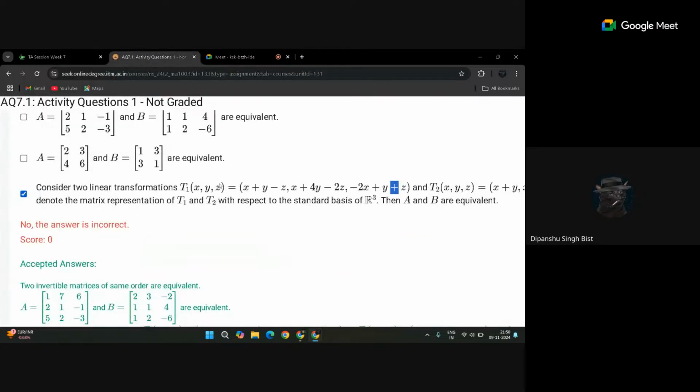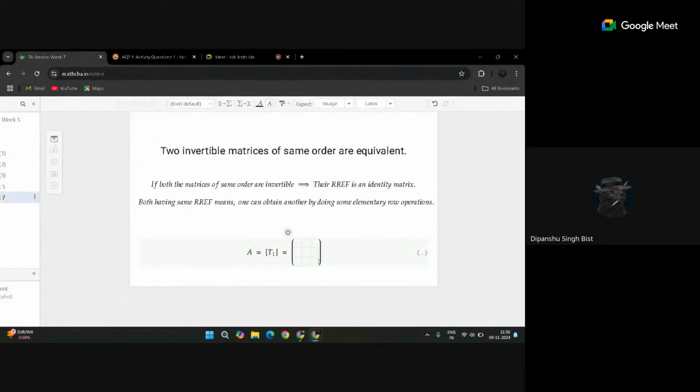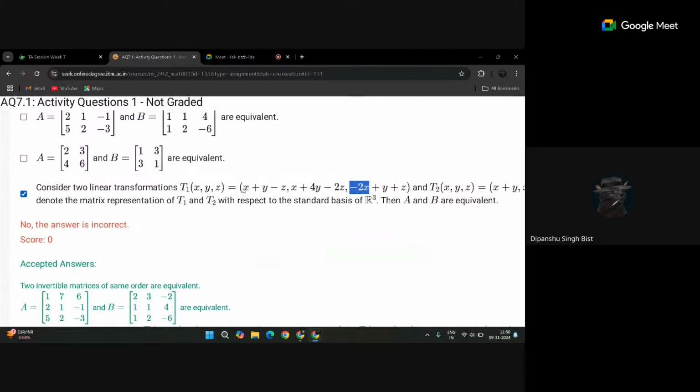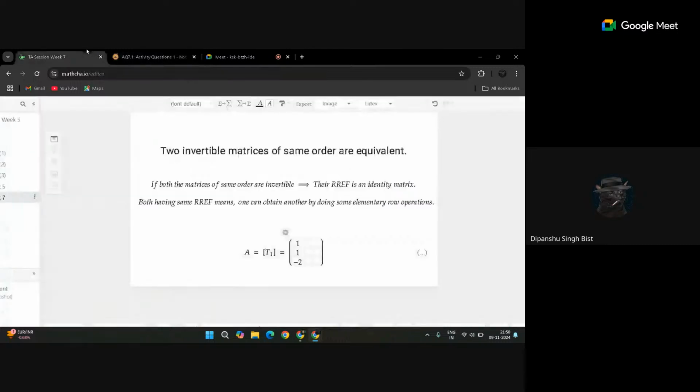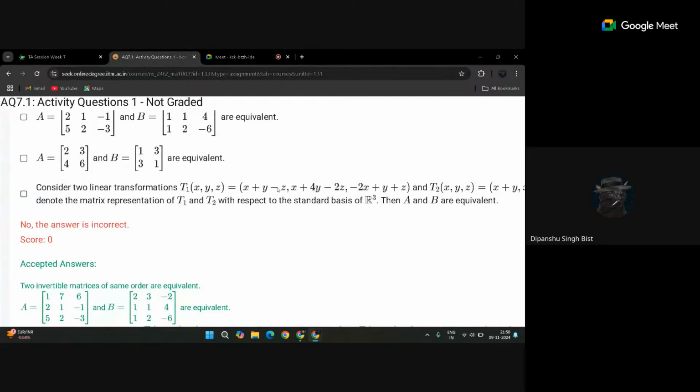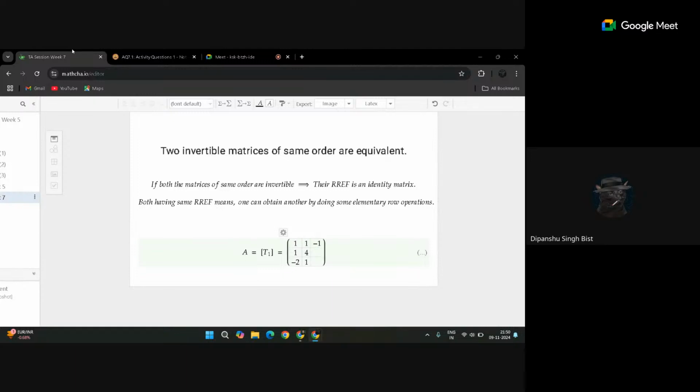So what would it be? It would be 1, 1, minus 2, the first coordinate vector. What about the second coordinate vector? It's going to be the coefficients of y: 1, 4, 1. What about column 3? It's my third coordinate vector, the coefficients of z: minus 1, minus 2, 1.